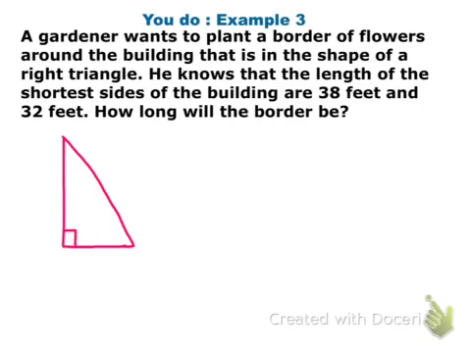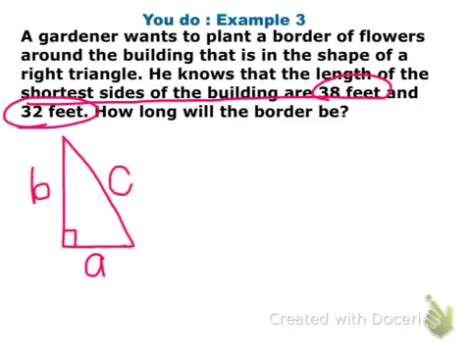So top of our building, and then the bottom of our building, we want to plant pretty little flowers all the way around the outside. He knows that the length of the shortest sides are 38 and 32. So shortest, shortest, shortest. A, B, and C. This is a hint that the shortest is going to be your A and B. So you're going to substitute 38 and 32. And for your A and B, I just want to get you started so that you don't get tripped up there. This one's 32, this one's 38.